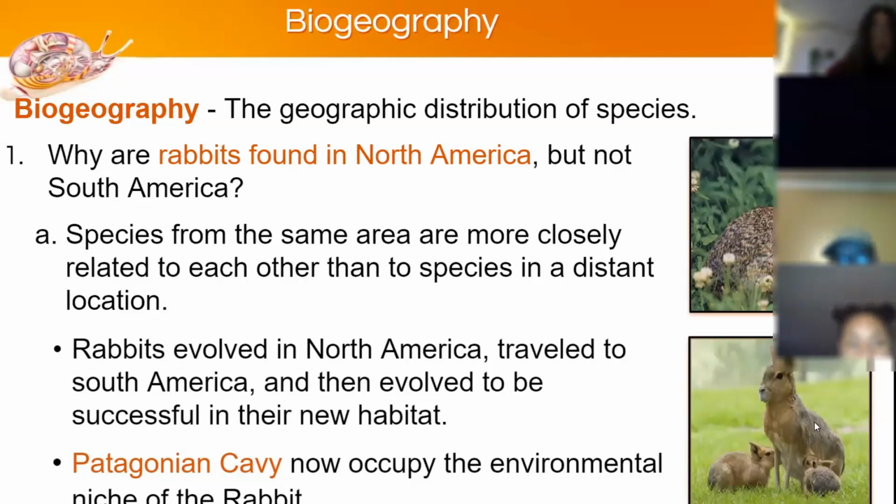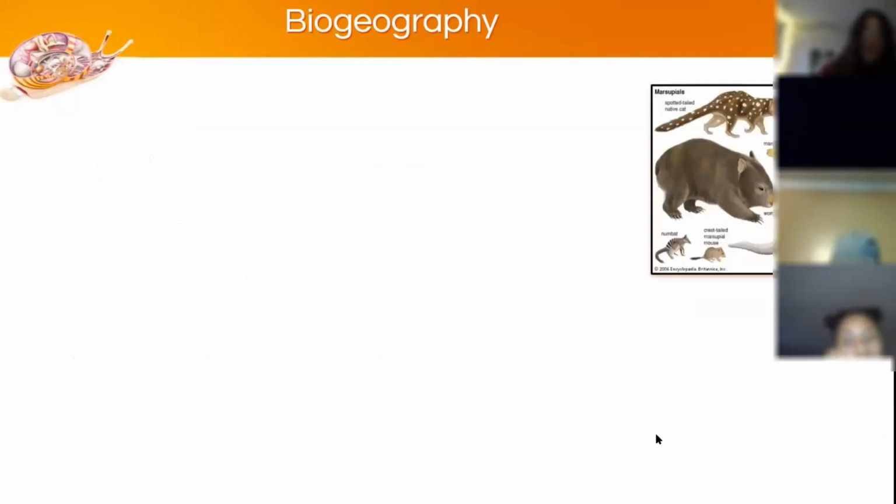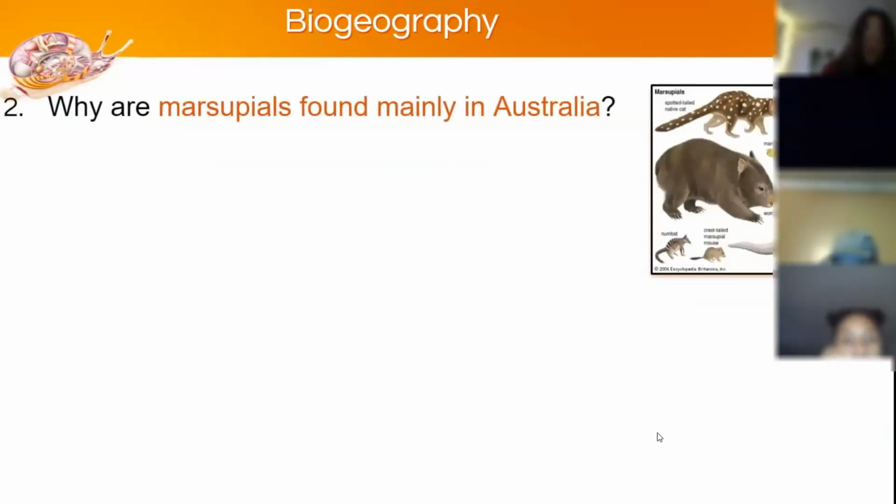So the idea is that after the lands separated, because remember, we were all one big land mass. After the organisms moved from one area to another area, then evolution took place because they were in new environmental stresses, right? So those adaptations that allowed them to be well suited for that area allowed them to survive, pass on their traits, and the rabbit-ish trait would have disappeared. To tell you the truth, I don't know which came first, the Patagonia cavy or the rabbit, but one of them disappeared in that other area. They're both here now. Marsupials are found mainly in Australia.